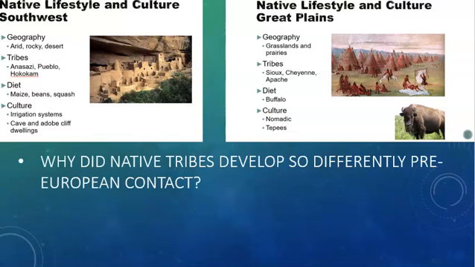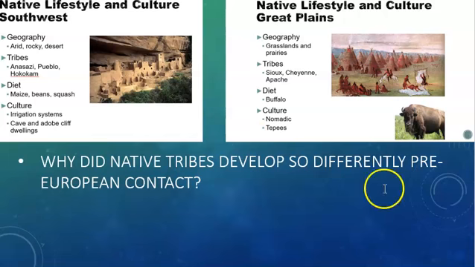So now this first one is more of a question, and it's about native tribes, native societies before European contact. It's something you have to remember when we talk about natives pre-European contact: why did tribes develop so differently? Here I have the Southwest region, and here I have the Great Plains region. Why do they develop so differently pre-European contact? Well, the answer is very simple. The answer is because native tribes developed based around where they lived. The region they lived in determined how they lived and what they did.